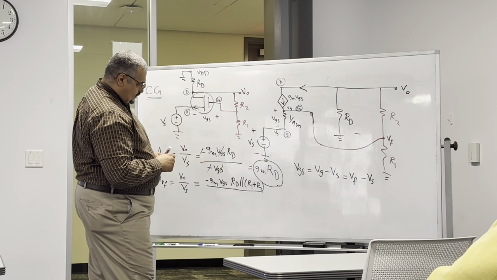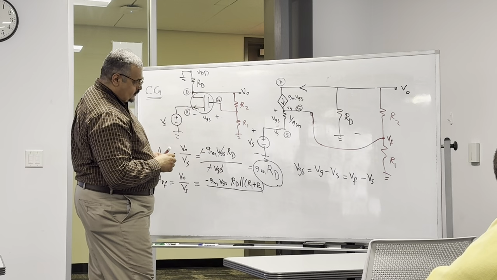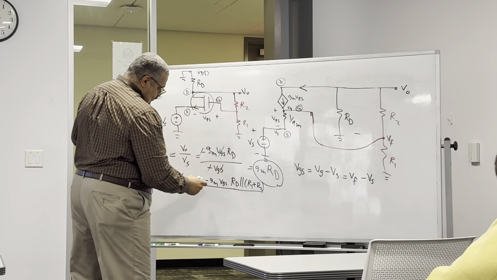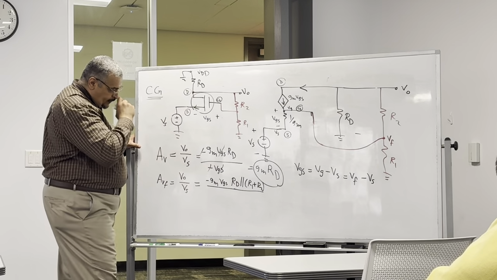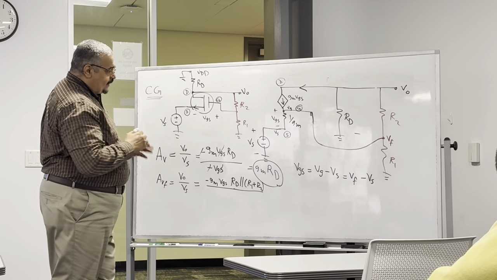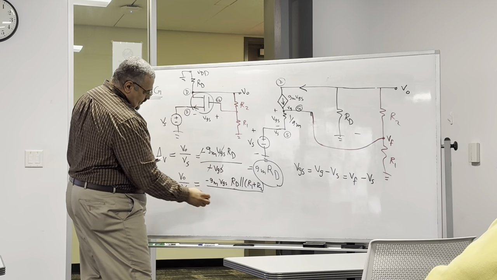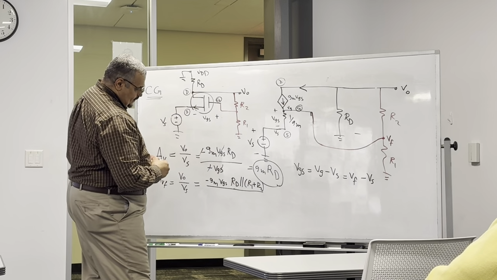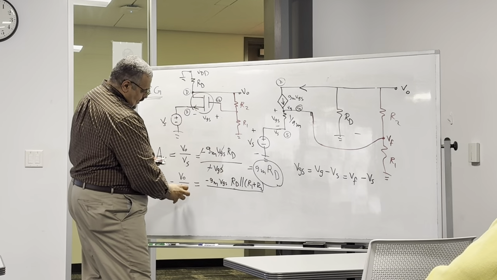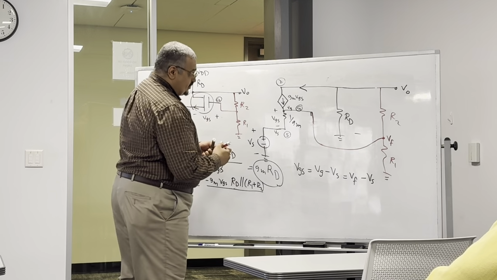Why we're doing this? We still need to figure out, because we need to find a relationship between VS and VGS, okay? We cannot remove this and put VS. We cannot remove VS and put VGS. So now, what's the relationship between VS and VGS?